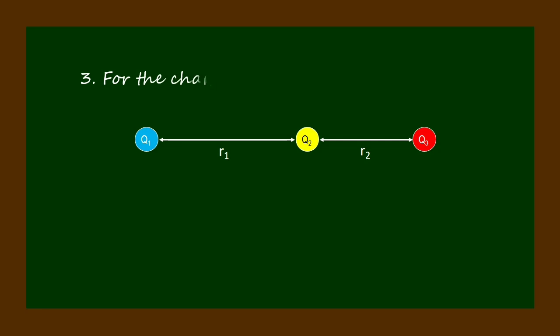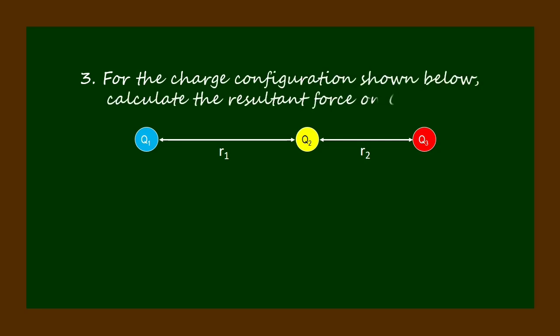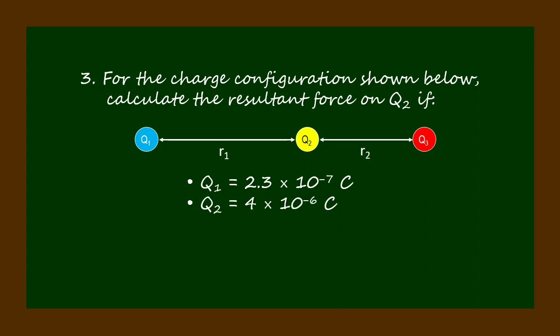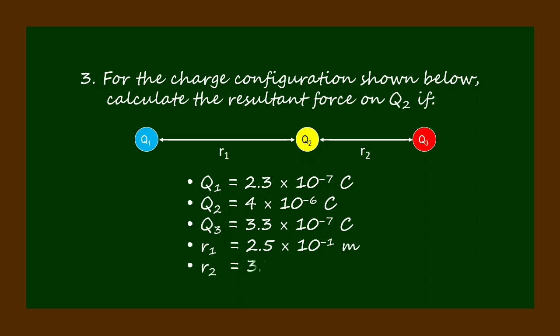Number 3. For the charge configuration shown below, calculate the resultant force on Q sub 2. If Q sub 1 equals 2.3 times 10 to the -7 coulomb, Q sub 2 equals 4 times 10 to the -6 coulomb, Q sub 3 equals 3.3 times 10 to the -7 coulomb, R sub 1 equals 2.5 times 10 to the -1 meter, R sub 2 equals 3.7 times 10 to the -2 meter.